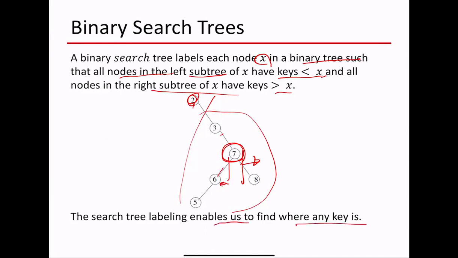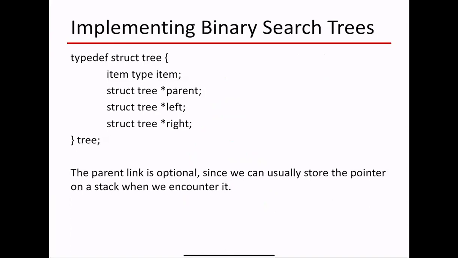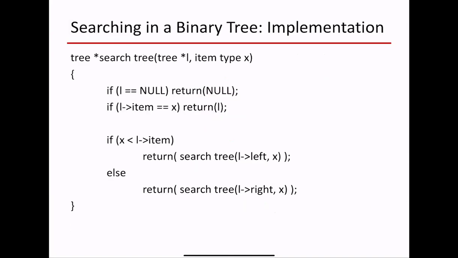So we implement a structured tree on my left and a structured tree on my right. Also, there is an optional parent. The parent link is optional since we can usually store the pointer on a stack when we encode it. So in implementation we use a parent, but conceptually we don't need a parent.